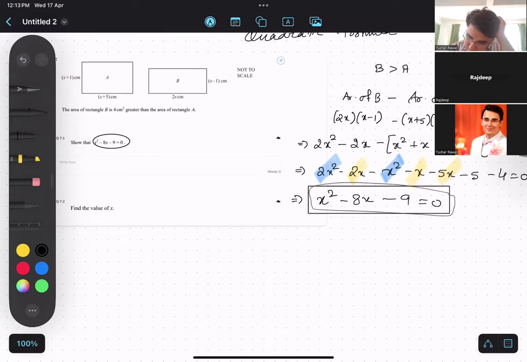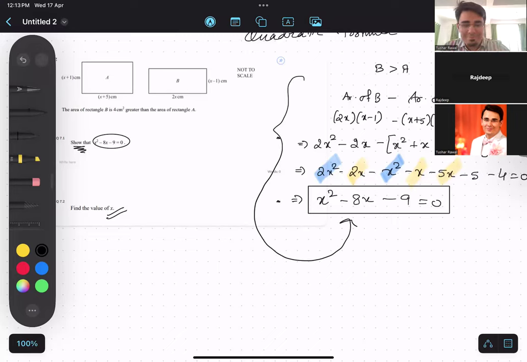Okay, I understood it now. And then find the value of x. Okay, this is easy, no? When they're asking "show that," that means your solution will reach to this thing. Okay, so you just need to analyze this statement. And finding the value of x, I guess quadratic equations.